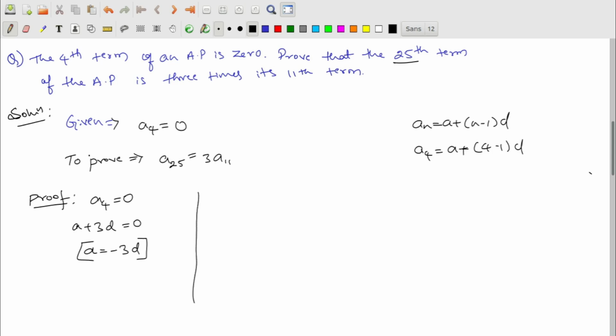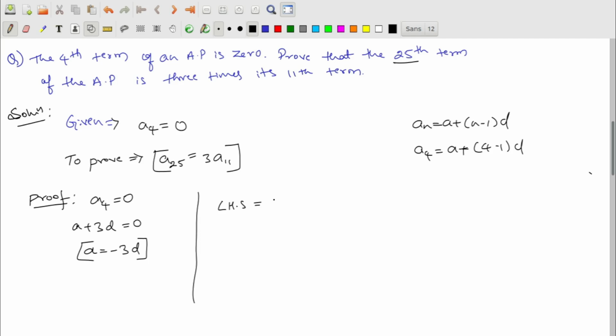All right, next what we have here, to prove, we need to prove this a25 is equal to 3 times a11, right? So whenever you get these prove questions, better take LHS and then RHS separately, and then show that the end result is same, right? So instead of starting with a25 is equal to 3 a11, because we don't know whether this LHS is equal to RHS, that's why take LHS separately.